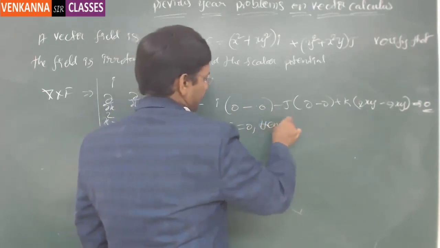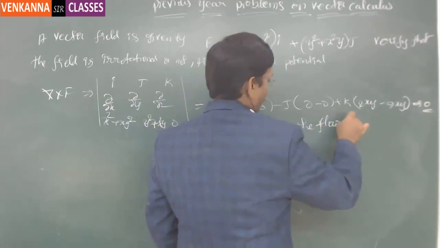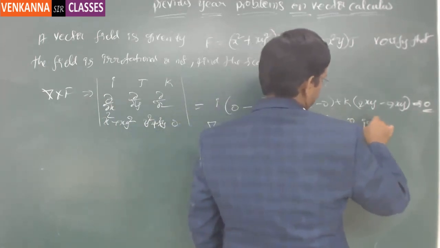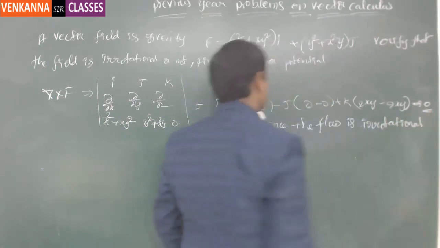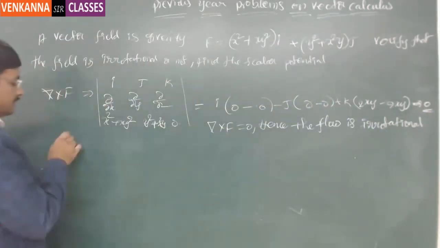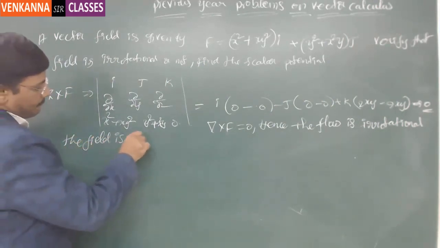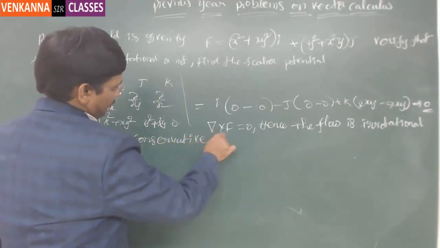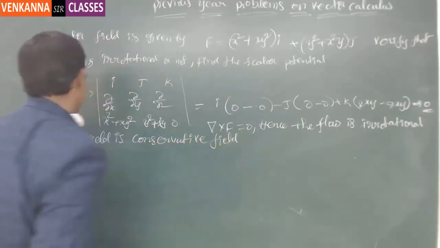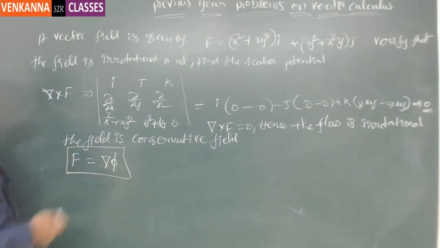Hence the flow is irrotational. We also call this a conservative field. Now if it is a conservative field, then F can be expressed as del phi. Ideally it is minus del phi, but you can treat it as del phi.